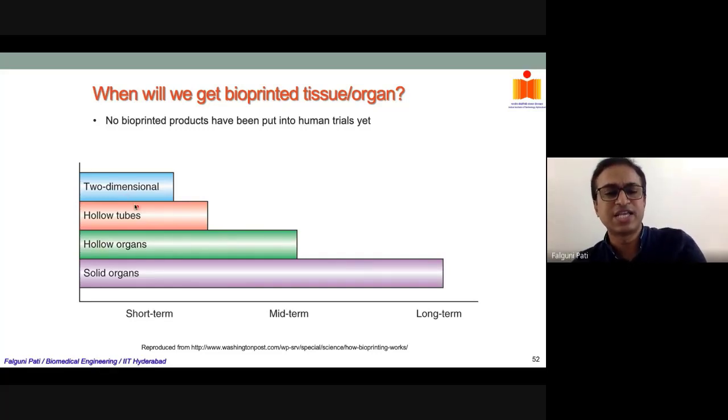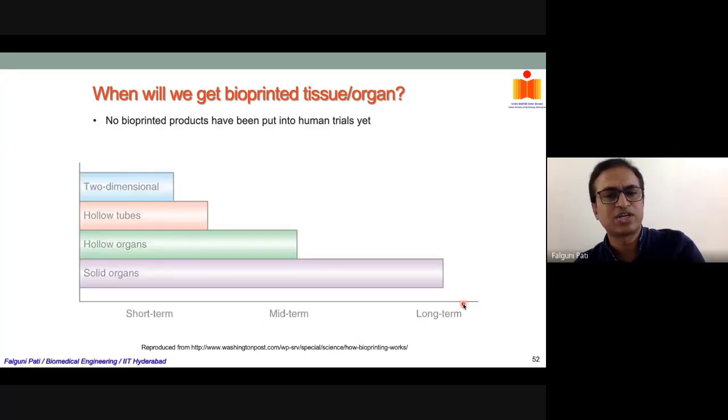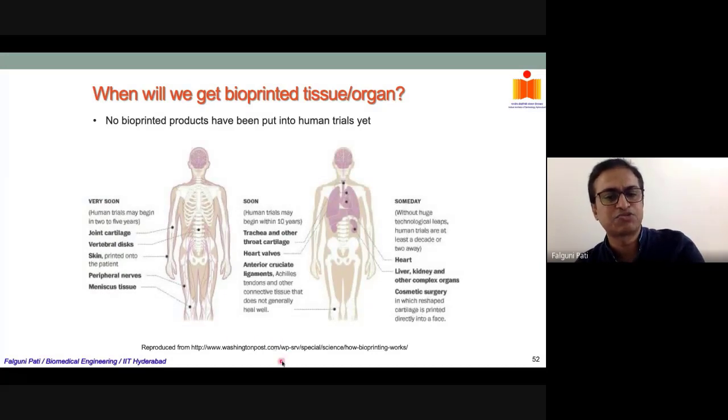But nevertheless, in the short term, two-dimensional tissues or organs can be developed, like hollow tubes or tissues. In the mid-term, hollow organs can be developed, and in the long term, solid organs. I have taken this from a website: joint cartilage, vertebral disc, skin, peripheral nerve, and meniscus tissue can be bioprinted soon. Over the next 2 to 5 years, we should be able to get these things. Human trials can be started anytime, and then they can be used in the clinic.